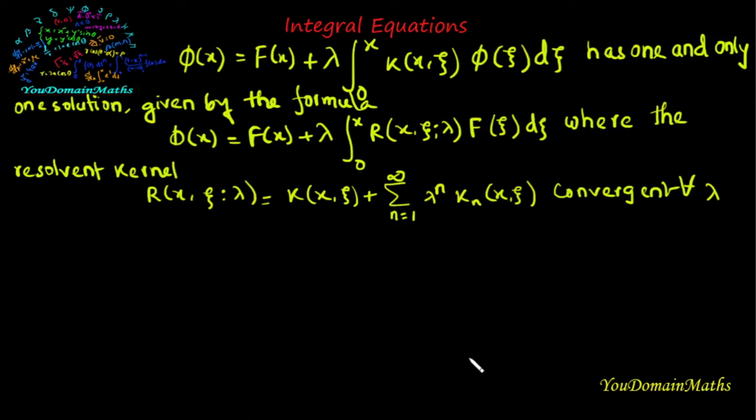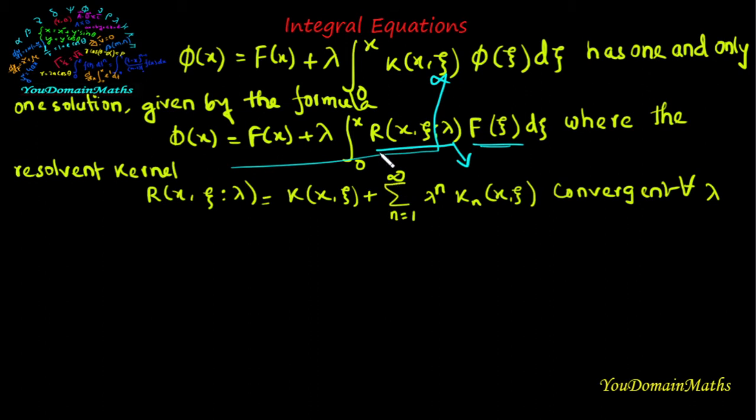In this session we will introduce the solution of the Volterra integral equation of the second kind. This is the second kind Volterra integral equation: phi of x equals f of x plus lambda integral from 0 to x of the resolvent kernel, which depends on lambda, so this is an infinite series of lambda. The written style is the same, and f of xi is the known function. So this is the solution of the integral equation.